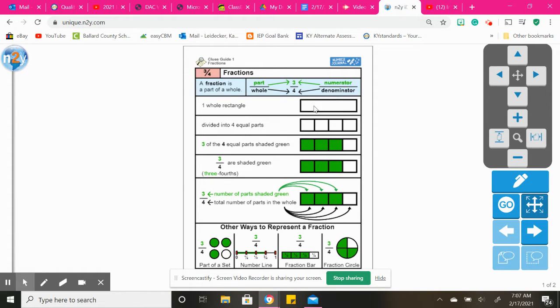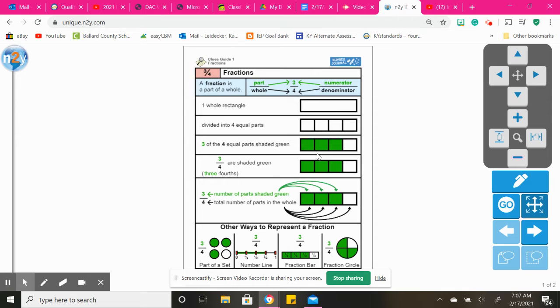So first, we always start with the whole. I'm just going to explain it with pizza like it did in the video. So you have the whole pizza, and you want to divide it into 4 equal parts to share with 4 people. So if I shade in 3 of the 4 equal parts, that would be 3/4 shaded. So the parts that are green is the number that goes on top.